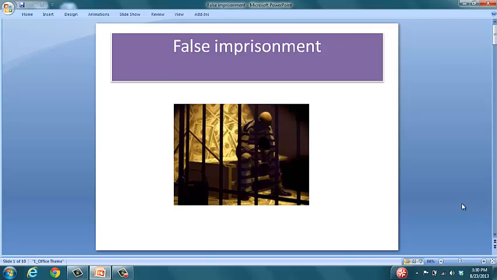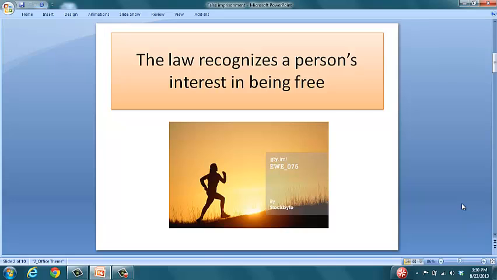False imprisonment has its roots in a time centuries ago when it probably literally referred to unlawfully putting someone in prison. However, the law has expanded the scope of this tort over time, and today false imprisonment is more broadly seen as protecting a person's interest in being free from restraint.